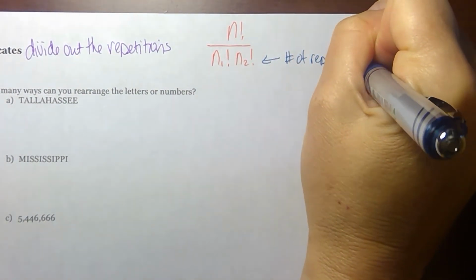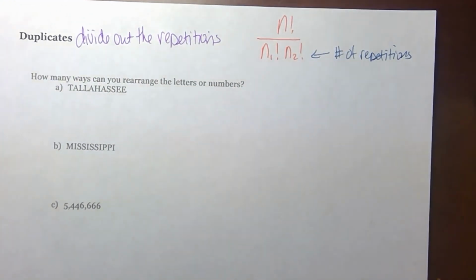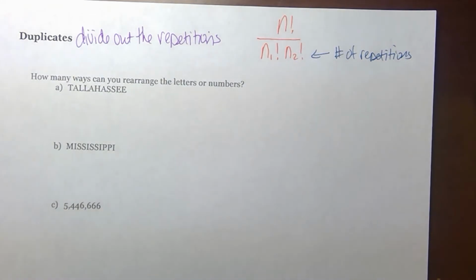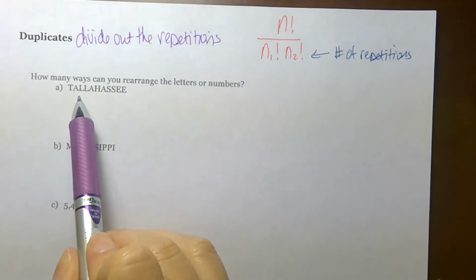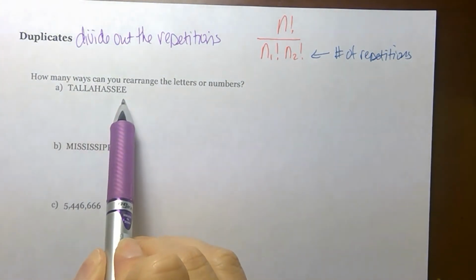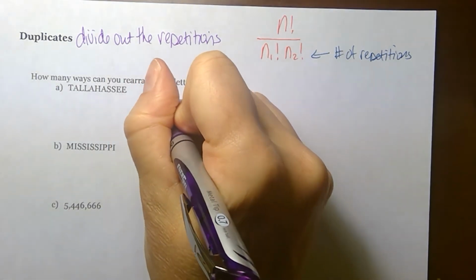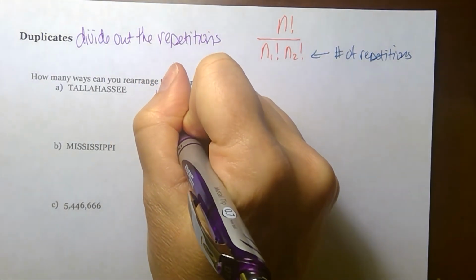Now don't stress about this. I'm going to show you how it works. These next 3 problems, A, B, C, all work with dividing out duplicates. So let's look at A. It says, how many ways can you rearrange the letters or numbers of Tallahassee? Well, when I count the letters in Tallahassee, I see that I have 11 letters. So that's how many things I need to arrange. I need to arrange those 11 letters.